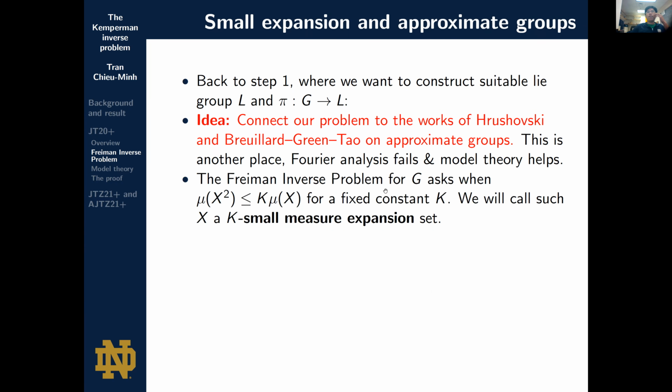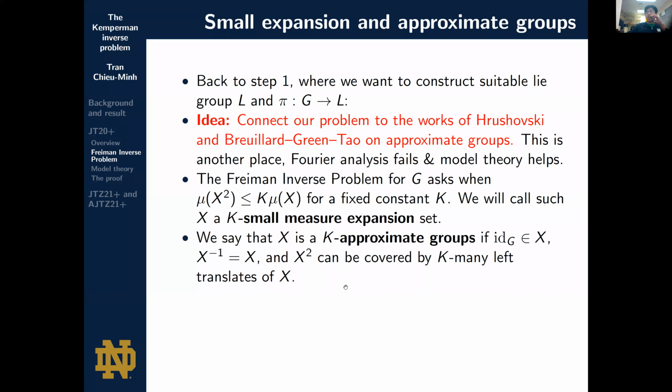If we relax the condition, so over here, we have the measure of X squared smaller than 2.1 times the measure of X, right? But if we relax the condition to saying that the measure of X squared is smaller than K times the measure of X, what you get is the Freiman inverse problem for the group G, which asks for the structure of such a set X. For our purpose, we will call such a set X a K small measure expansion set.